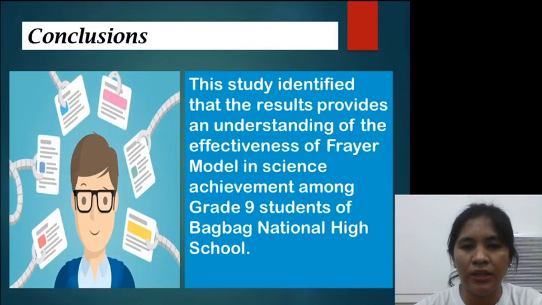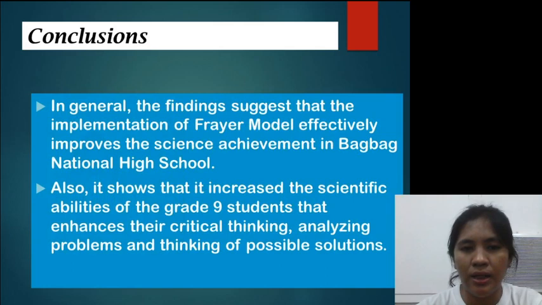This study identified that the results provide an understanding of the effectiveness of the Frayer model in science achievement among grade 9 students of Bagbag National High School. In general, the findings suggest that the implementation of the Frayer model effectively improves the science achievement in Bagbag National High School. Also, it shows that it increased the scientific ability of the grade 9 students, which enhances their critical thinking, analyzing problems, and thinking of possible solutions.